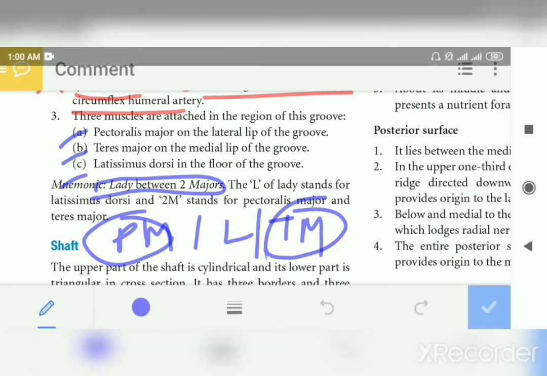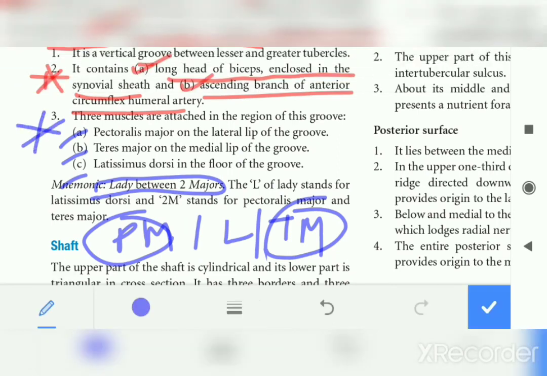And this is a very common question asked in the Viva. What are the attachments of the bicipital groove, and what does it contain?